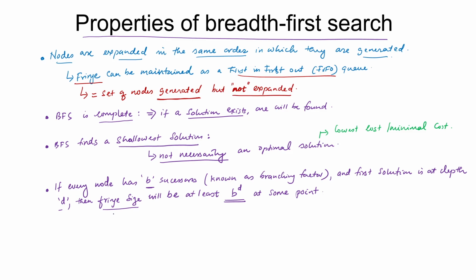Okay. So, this implies what? This much space obviously and time required. You require that much space and time. So, you can see that it is a very simple algorithm and the fringe can be maintained as a FIFO, and we know what is a fringe, it is nodes that are generated and not expanded. Okay. And it also finds a shallowest solution, which is the solution at the lowest level, but it need not be the optimal solution, and we also saw how much space requirement there is.